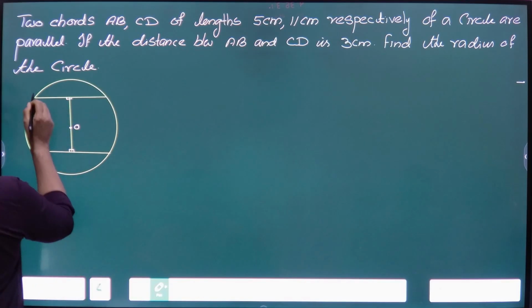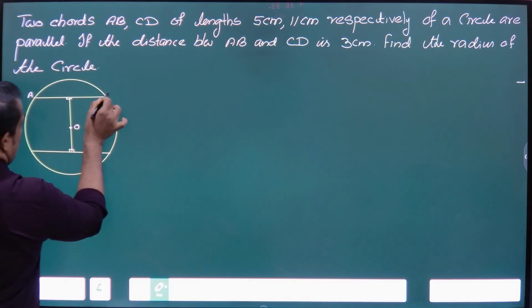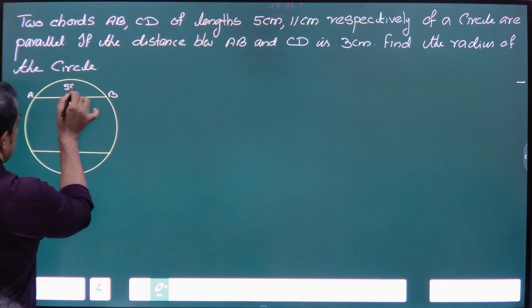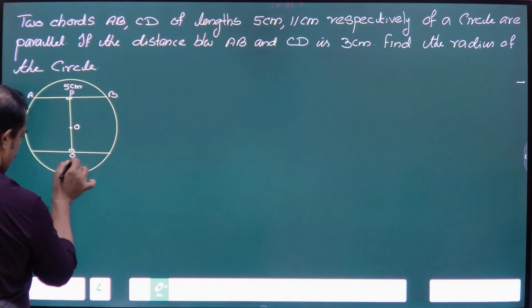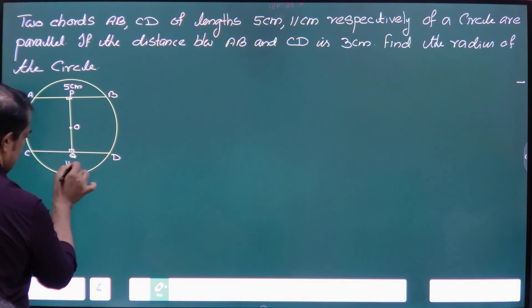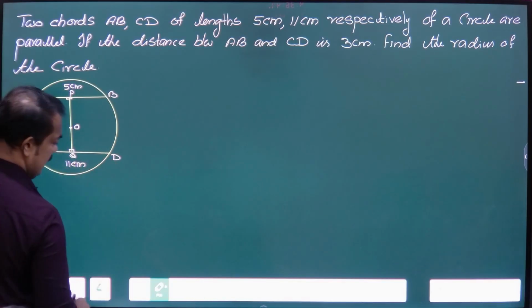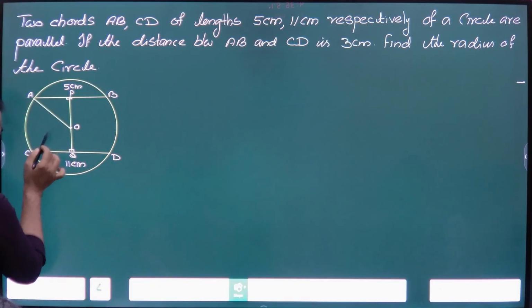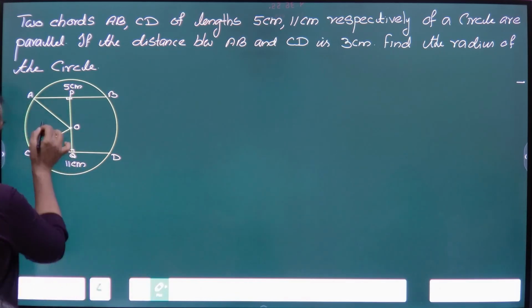Here two chords are given: AB, the smaller chord of length 5 centimeter, and CD, the larger chord of length 11 centimeter. Join the radius OA and OC. This is radius R.